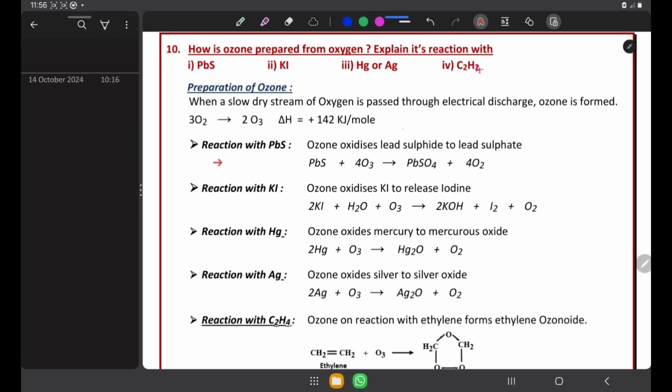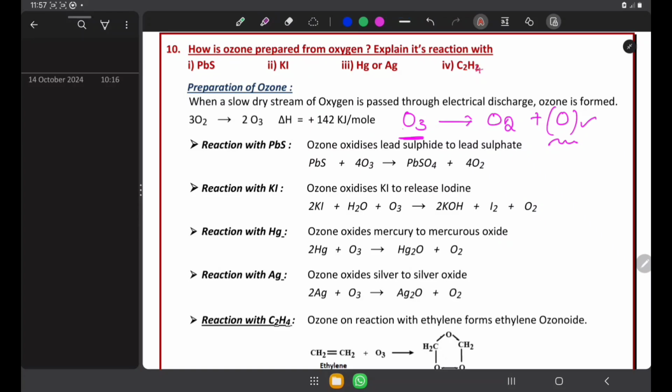Next, reaction of ozone with lead sulfide. Before going to these chemical properties, I will tell you how ozone is going to behave in all these reactions. Generally, ozone is an oxidizing agent. In most of the reactions, ozone is converted to oxygen by providing one nascent oxygen. That means it provides one nascent oxygen to the other compounds. Suppose you take one ozone molecule, it provides one oxygen atom, a nascent oxygen atom.